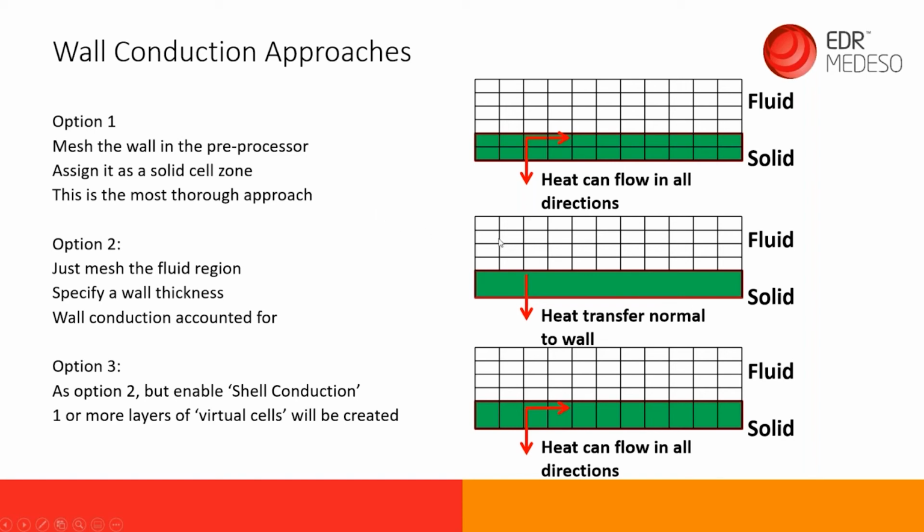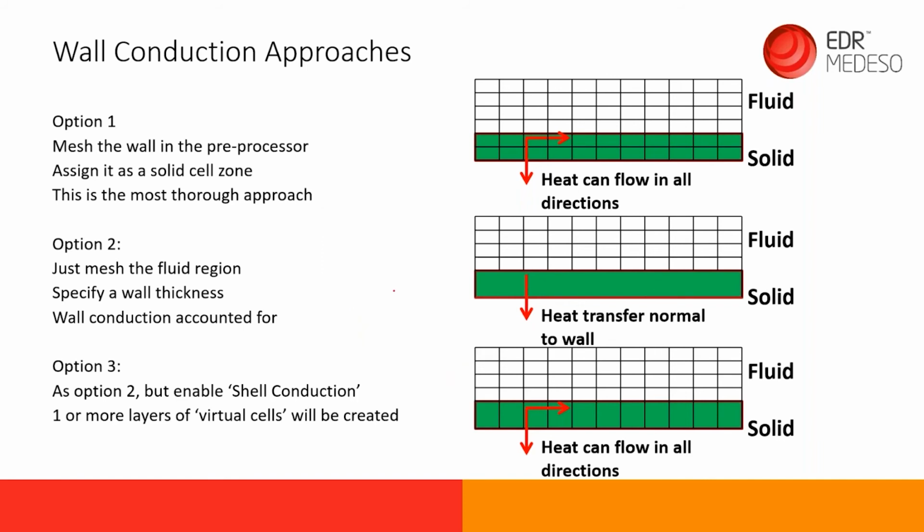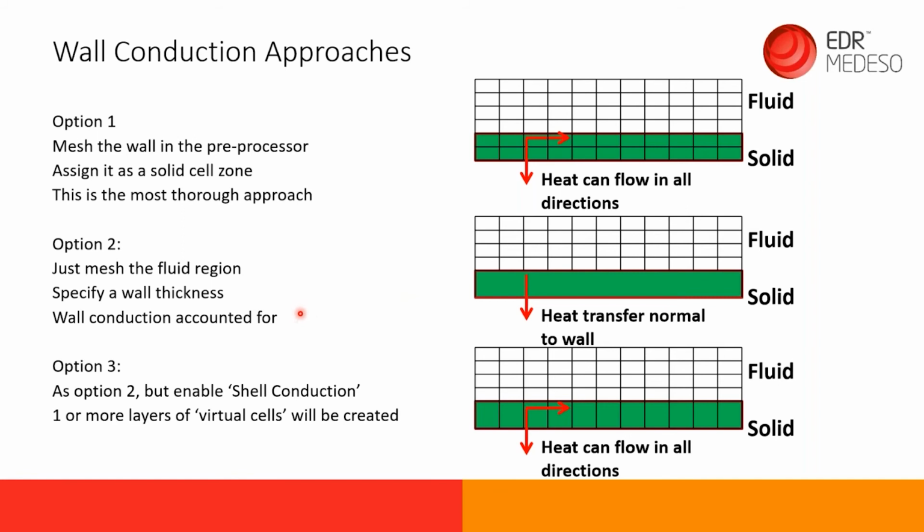So then you can go in the opposite direction, the opposite extreme, and you can just forget about the solid and just specify a virtual wall thickness. So what we do here is we get rid of the three-dimensional solid, forget about that, which makes our life easy, but then we've still got to account for conduction through it. So what we can do is just specify a wall thickness and do one-dimensional Fourier conduction through there.